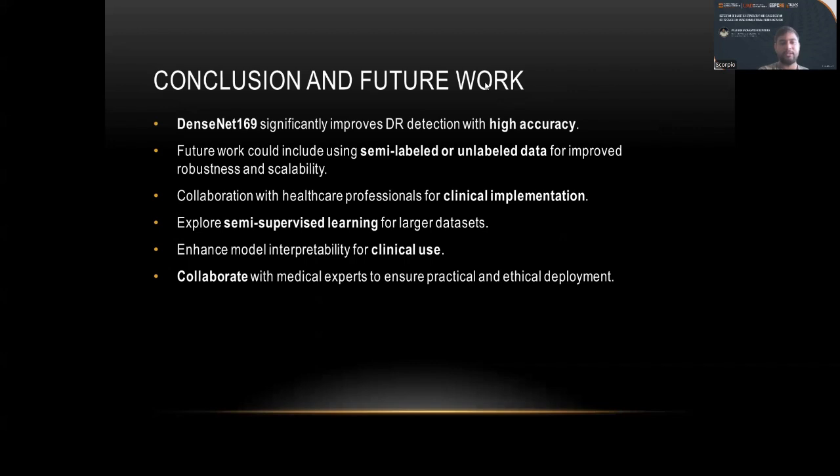Our research demonstrates that deep learning models like DenseNet 169 can significantly enhance the accuracy and efficiency of detecting diabetic retinopathy. This has practical implications for improving early detection, especially in resource-constrained environments where access to medical professionals may be limited. Future work involves extending this research by incorporating semi-labeled or unlabeled data to improve the model's robustness and scalability. Further, collaborating with healthcare professionals will ensure practical implementation in clinical settings.